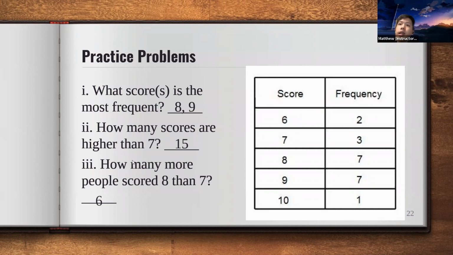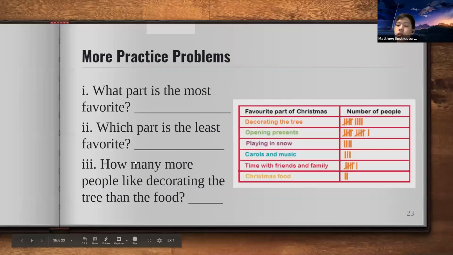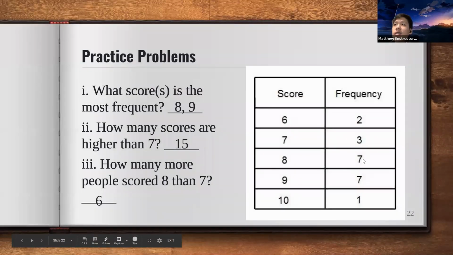I'm sorry. And then how many more people scored 8 than 7? Oh, that's actually a mistake. I actually know that now. But this is false. If you actually subtracted 7 minus 3, that is 4, not 6. I'm sorry. I accidentally wrote a typo.